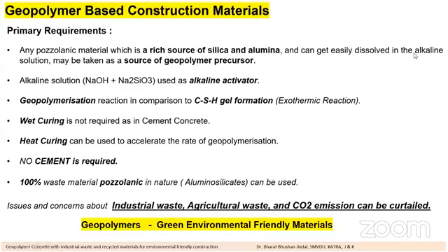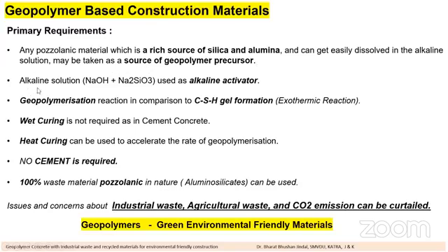And they can easily dissolve in alkaline solution. That means that pozzolanic material, it may be fly ash, it may be rice husk ash, you can just add some alkaline solution. Later on, we will discuss that alkaline solution will activate the silica and alumina present within that pozzolanic material. So pozzolanic materials, you can say, are the source of geopolymer precursor. So they are the initiator, the base material.